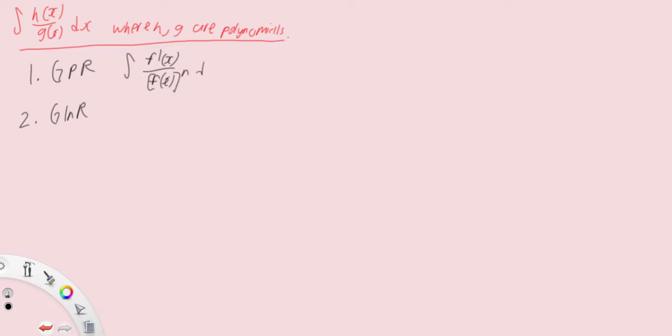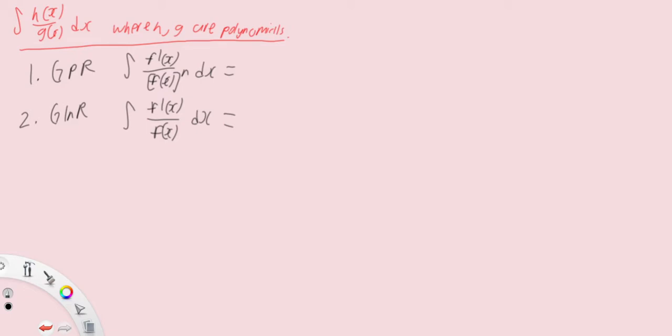And then obviously you will be able to integrate this. Same thing for the general ln rule. Instead, it's now more specific. It's f prime over f(x) strictly, and this will give us ln f(x). So these two forms are integrable, and we should aim to have these two.